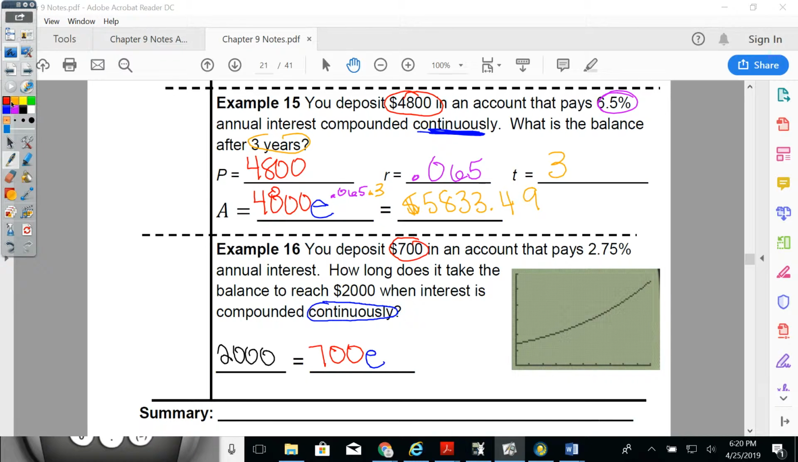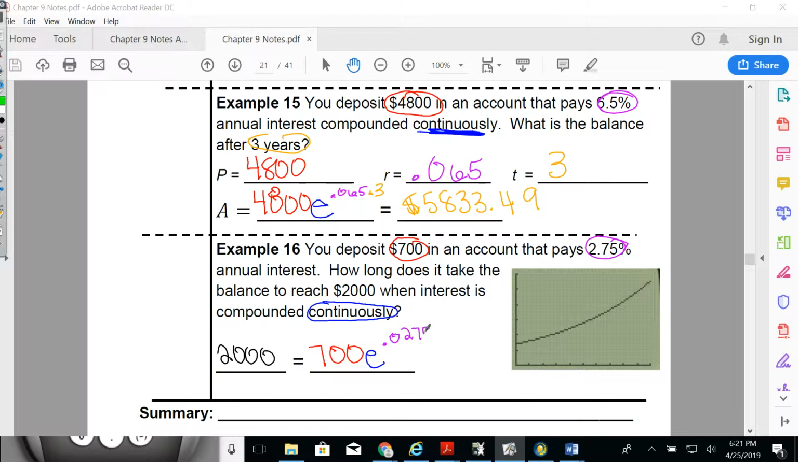And in the exponent, I'm going to multiply the percent, which is 0.0275, by t. I don't know t, that's what I'm looking for, so I'm going to write it with an exponent of x.